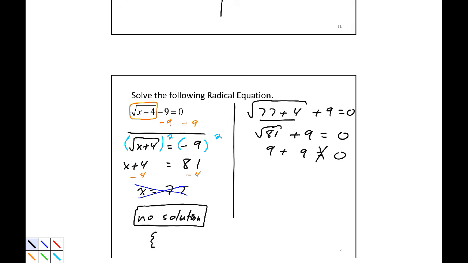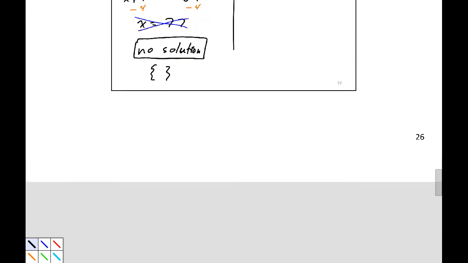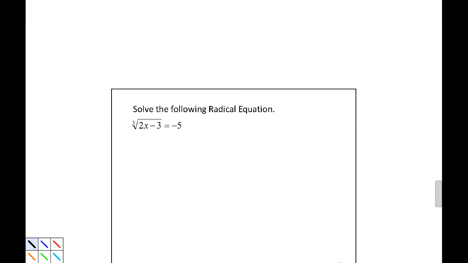Also known as the empty set. Our next example is not a square root anymore. It is a cube root.